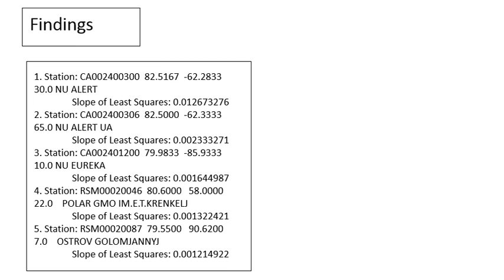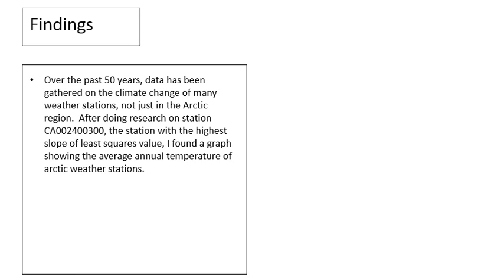So from the findings, here are the top 5 stations with the greatest slope, or the fastest increasing temperature. First station: Nu, Alert. This was the one that we researched. Over the past 50 years, data has been gathered on climate change in many stations, but this one in particular had the highest slope of least squares.